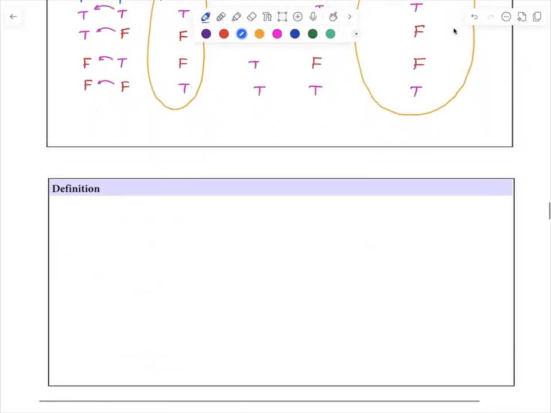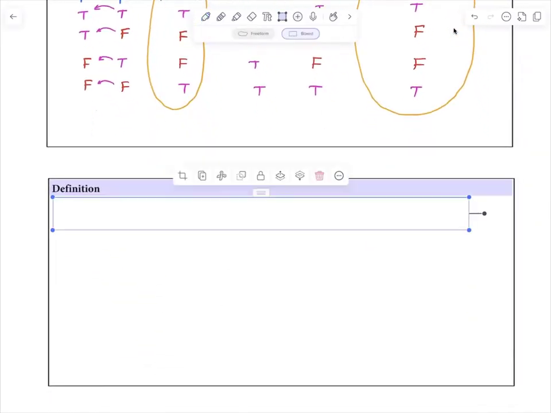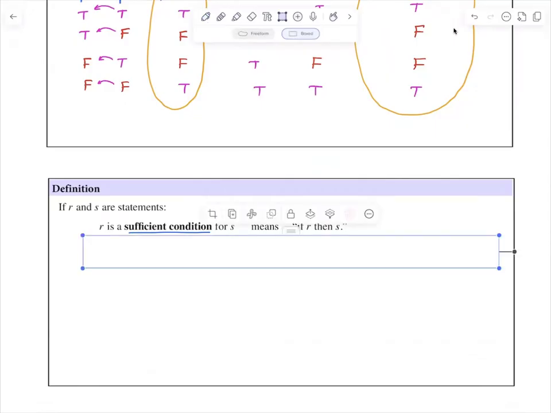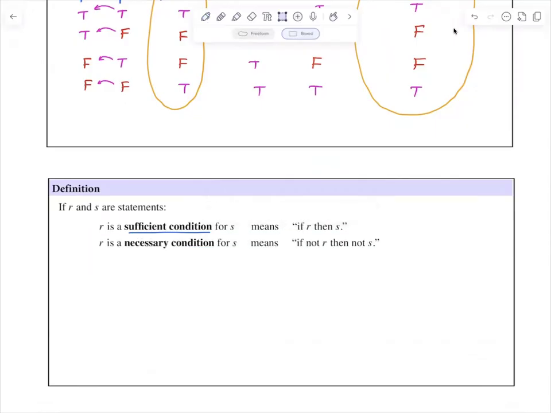Let's take a look at more examples for you. In this definition, you have two statements like R and S. R is a sufficient condition for S. It means that if R, then S. So that's the definition of a sufficient condition. R is a necessary condition for S. It means that if not R, then not S.